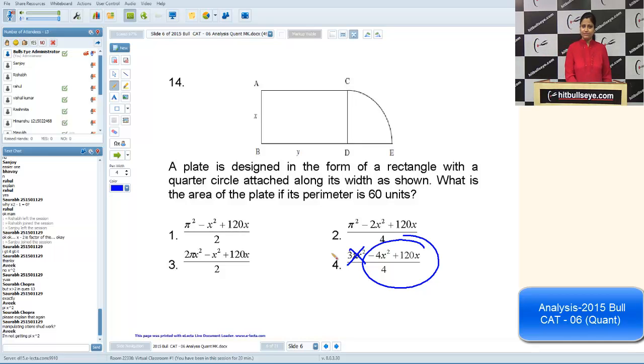because pi x square and pi x square, both the times we are getting a positive sign and a negative sign. That's why they will get cancelled. So my answer will be 120x minus 4x square by 4. Is it okay, all of you?